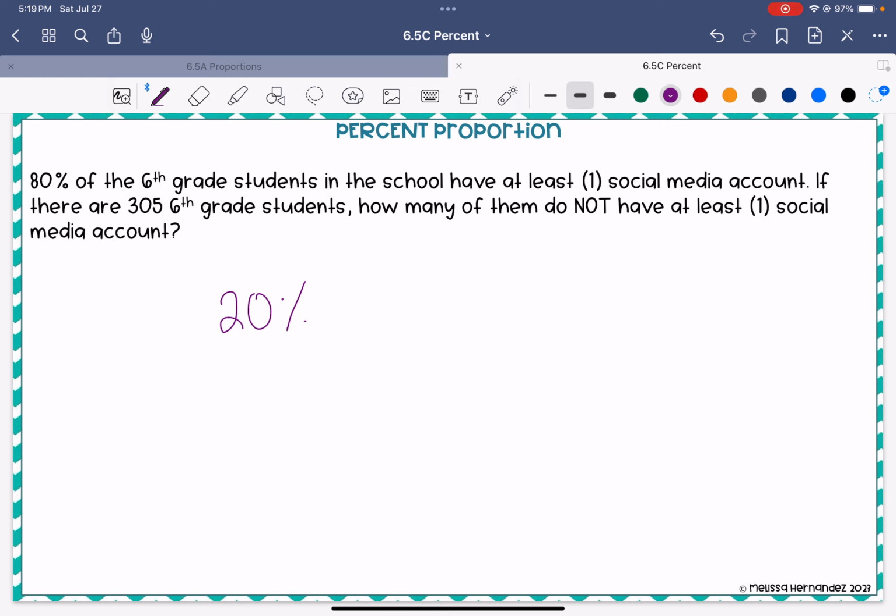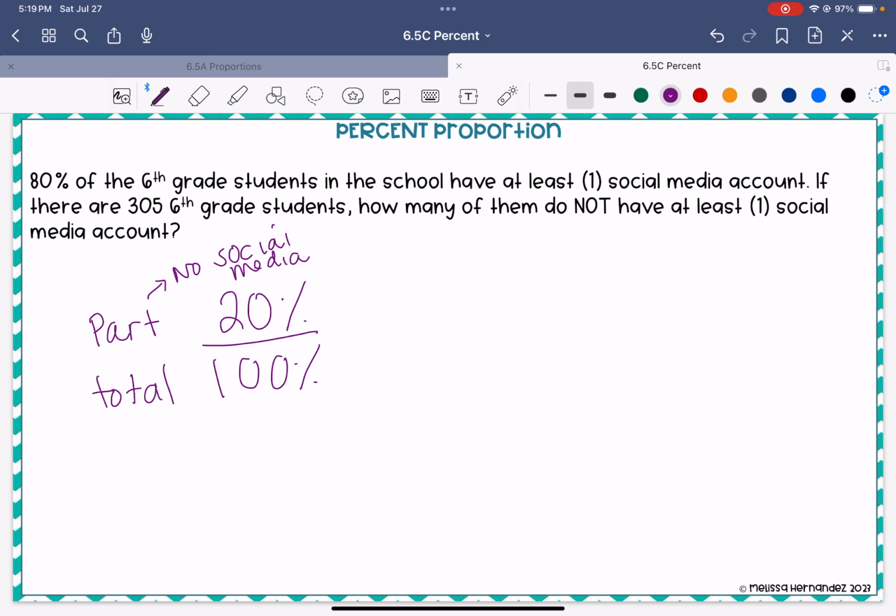20% do not have a social media account, out of 100%. 100% is 305. So this is your part, which is no social media, and then this is your total. So there's a total of 305 kids. I'm looking for an equivalent ratio.